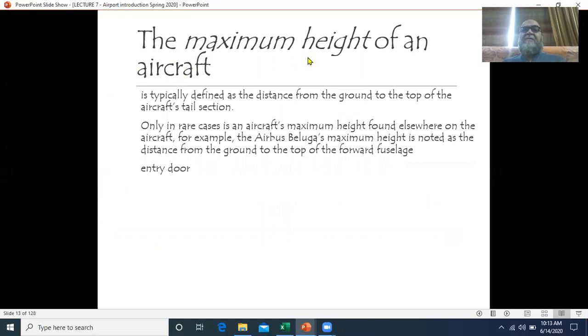Now, the maximum height of an aircraft is typically defined as the distance from the ground to the top of the aircraft tail section, as I've shown you in the figure. Only in rare cases is an aircraft's maximum height found elsewhere on the aircraft. For example, the Airbus Beluga's maximum height is noted as the distance from the ground to the top of the forward fuselage.